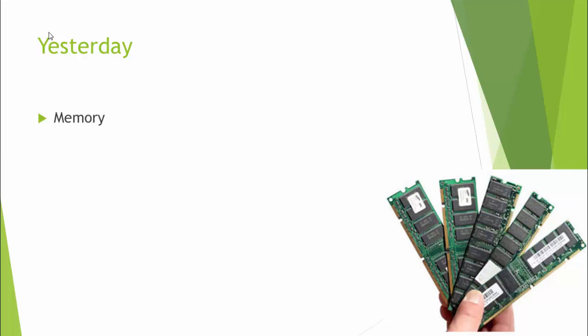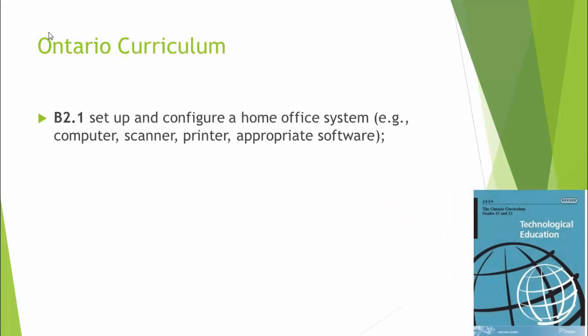Yesterday we talked about solid state storage of information and particularly about memory. Today we're going to talk about how to set up and configure a home office system, including understanding better the various external components associated with this, including discussing a little bit about the laser printer.